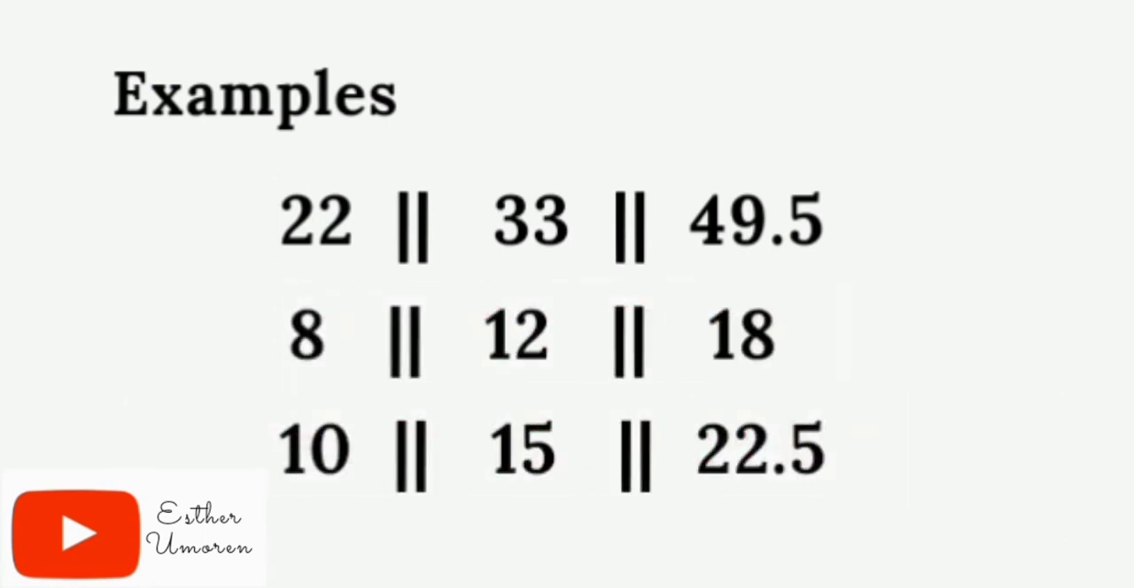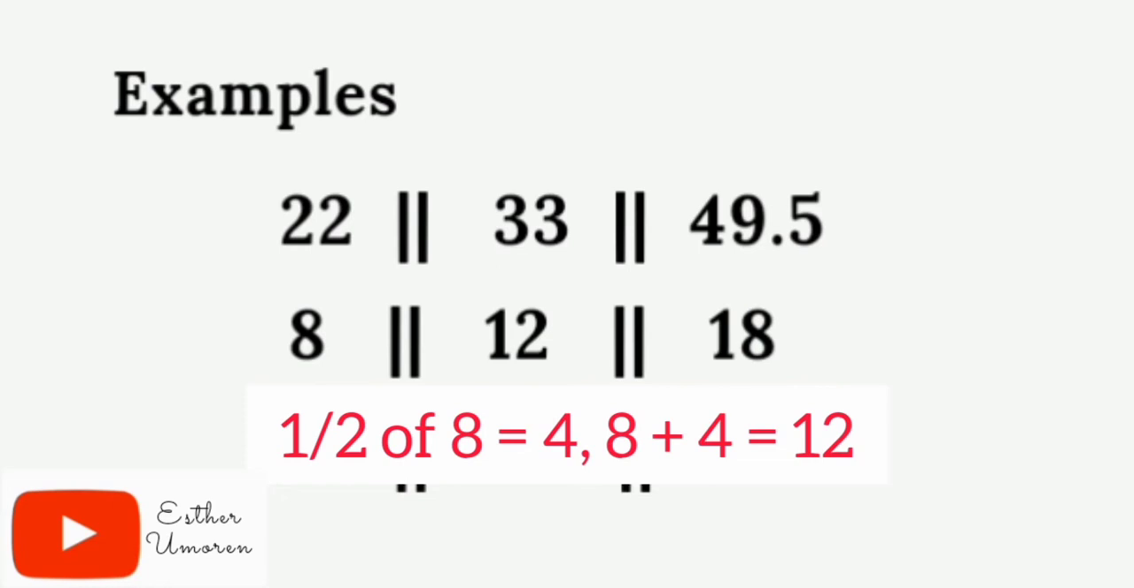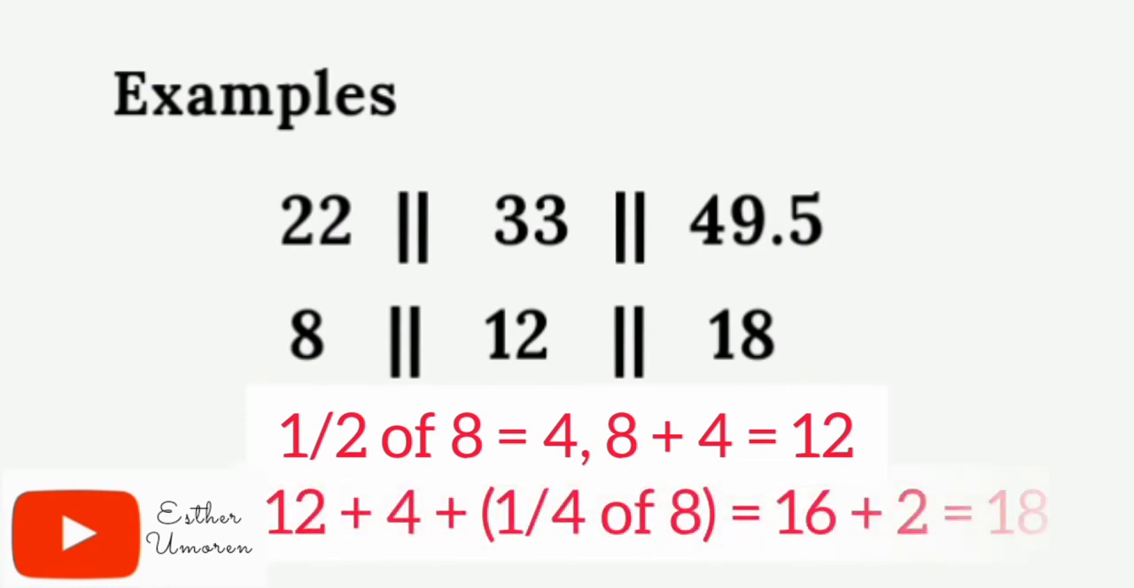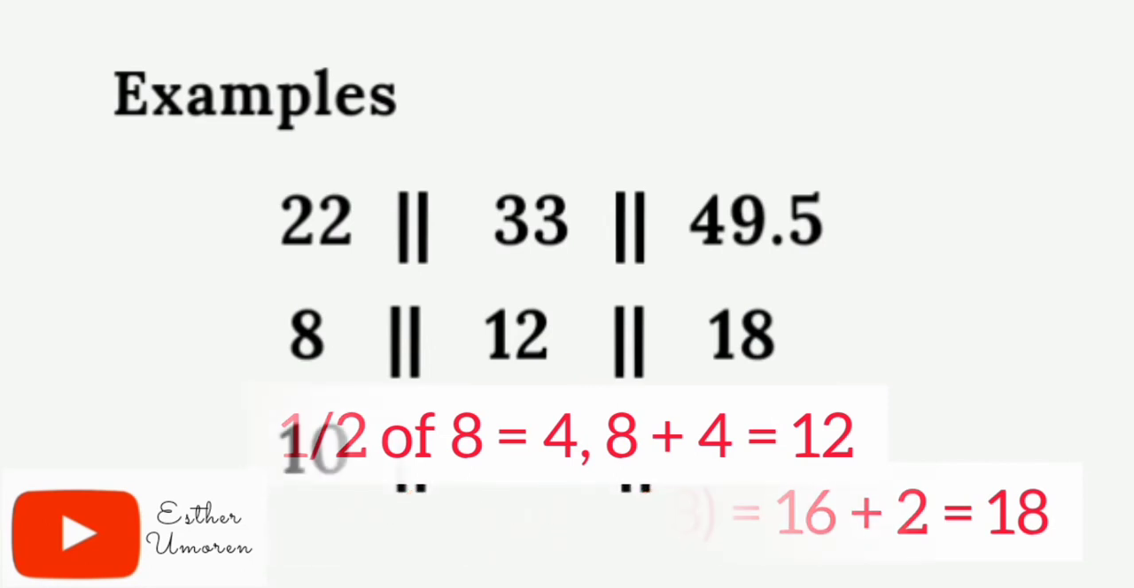In the second example, we have 8, 12, and 18. Half of 8 is 4. So 8 plus 4 is 12. Now to get 18 from 12, from the second number to the third number, we will say 12 plus 4. Remember, that's the difference you're working with. 12 plus 4, that is 16. Now, a quarter of 8 is 2. So we will say 16 plus 2 gives 18. So it means the pattern works for the first two.